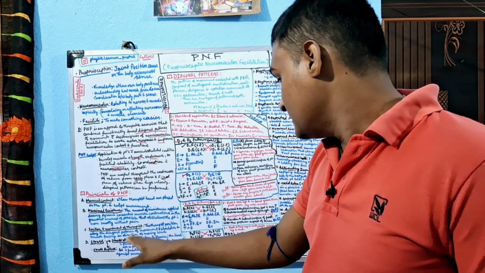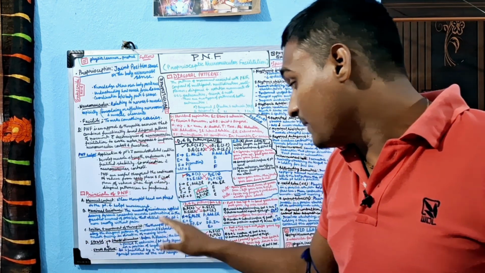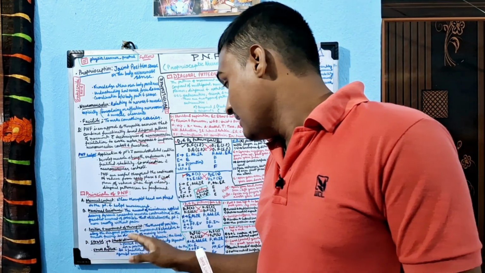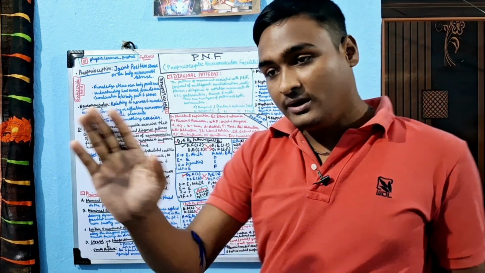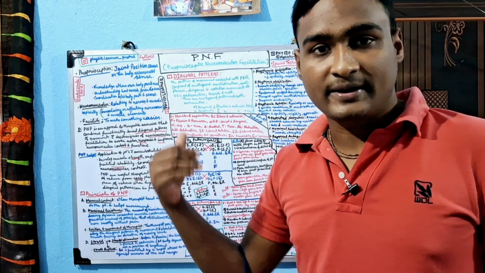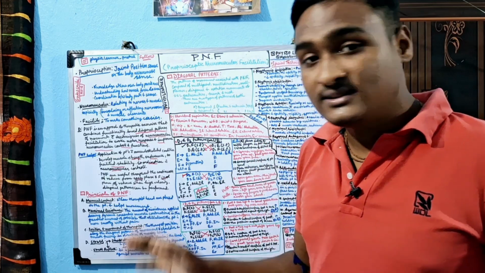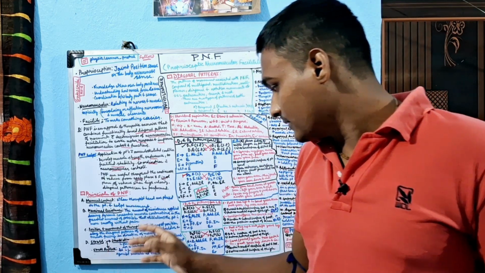The therapist is positioned along the diagonal pattern of movement, with shoulder and trunk facing the direction of limb movement. This therapist position is very important. When the diagonal pattern is performed, the therapist's position and hand placement are very crucial for performing the PNF technique.